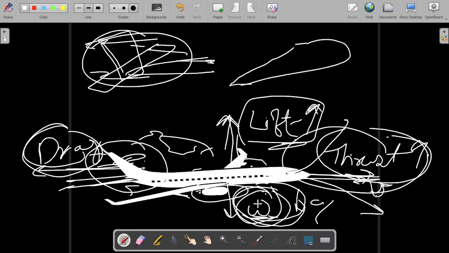I believe I have given a basic, very simple concept of how the plane moves during a straight and level flight.